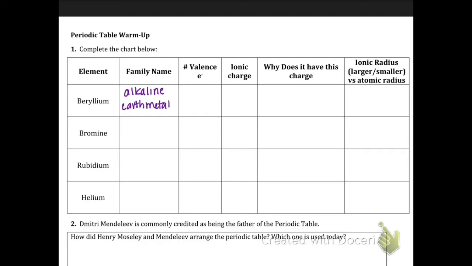Because it's in the second column, it has 2 valence electrons. And if you remember from before, with 2 valence electrons, we're going to lose 2 electrons. So if we lose 2 minuses, we become a positive 2 charge. That's a cation. And when we lose electrons, we become smaller.